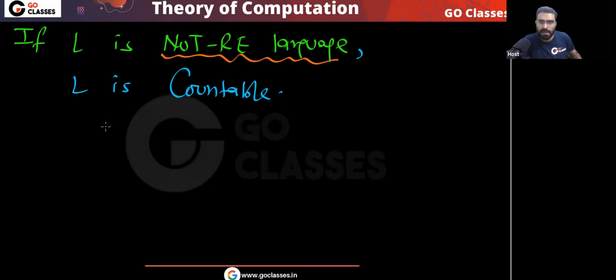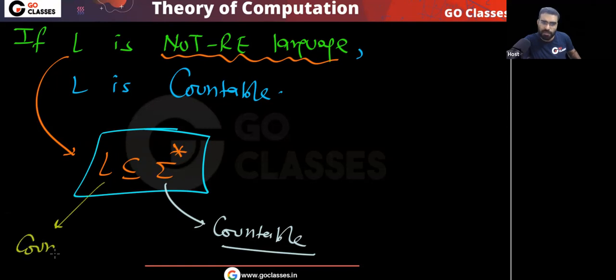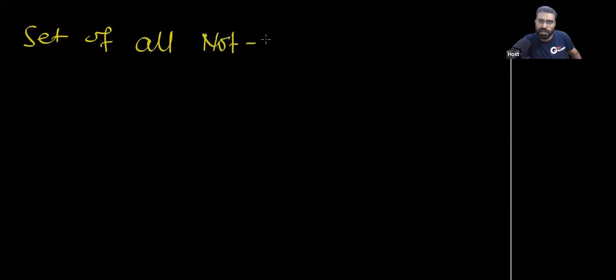That does not matter because every not RE language is also a subset of sigma star. This L is also a subset of sigma star, and we know sigma star is countable. A subset of a countable set is countable. So this L also will be countable. So remember, if L is a not RE language, that is also countable. But the set of not RE languages, what is that? If I ask you, the set of all not RE languages, what will that be?